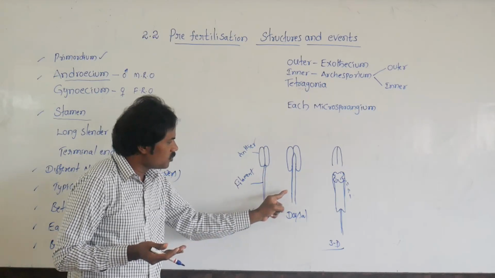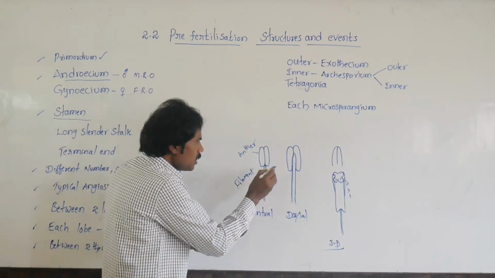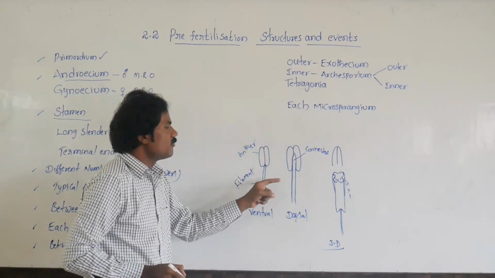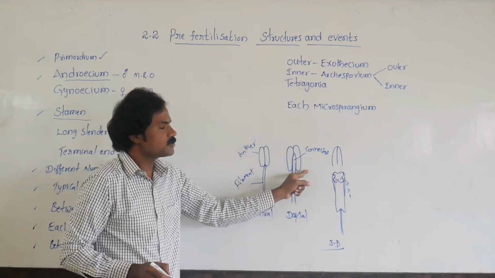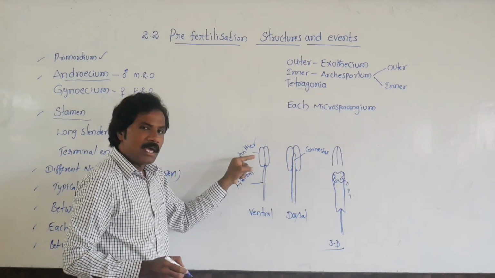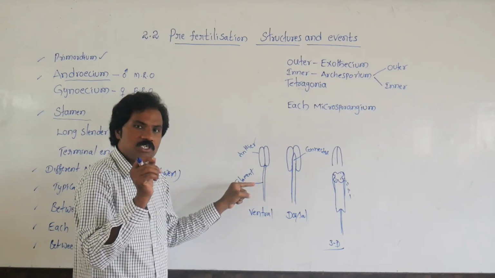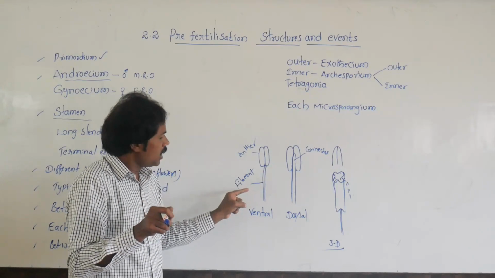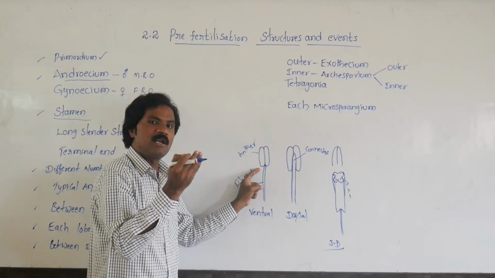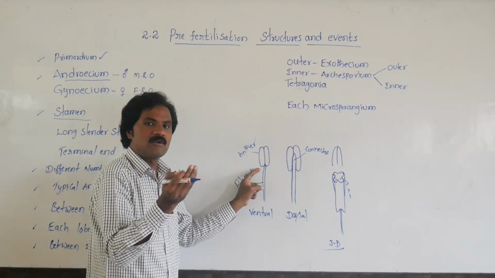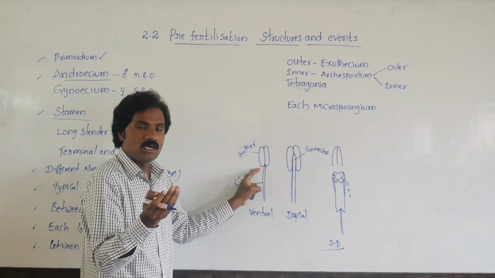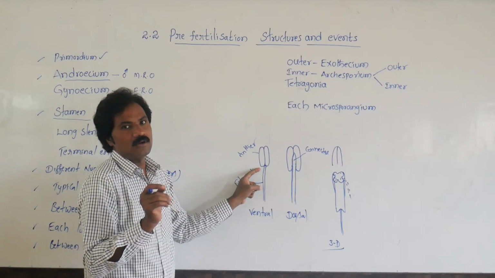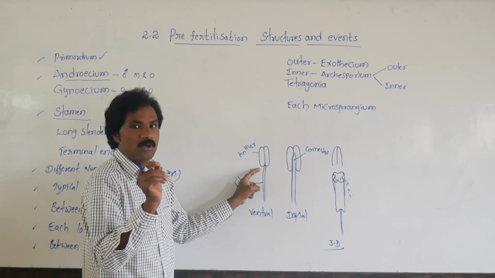This is the ventral view, this is the dorsal view. In the dorsal view, here it is connected with the connective, the connective tissue. There is a vascular tissue as well. So the long slender stalk present in a stamen is regarded as a filament. What is present at the terminal part of the filament? At the terminal part, a short bilobed anther is present. Once again, a short bilobed anther is present.